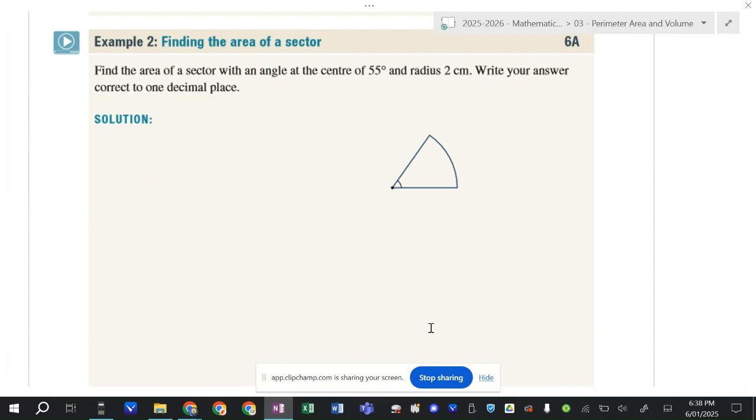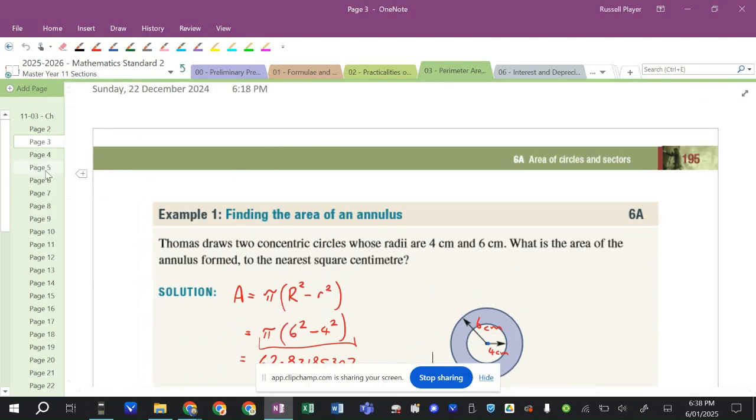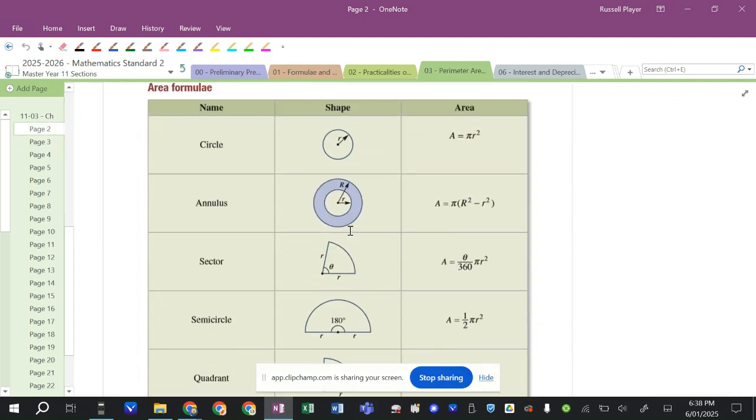Now, we have got formulas for these. You guys should have seen them. Let's just see if we can scroll back to them. There's the formulas. I've given them on your sheet. So we're doing the area of a sector. So I've got this one here: A equals theta over 360 times pi r squared.